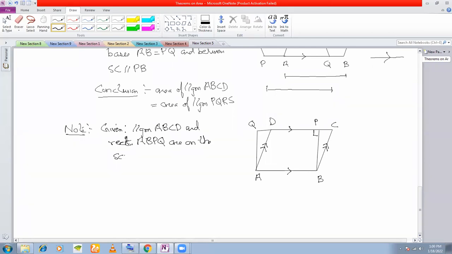Sir, rectangle is also a parallelogram. Exactly. A rectangle is also a special kind of a parallelogram. So if I say two parallelograms, it can mean rectangle and parallelogram. It can mean rectangle and a square also. It can mean parallelogram and a square also. Okay. So squares and rectangles are special cases of parallelograms, right? So you see that they are on the same base AB, right? And also they are between the same parallel lines, right?